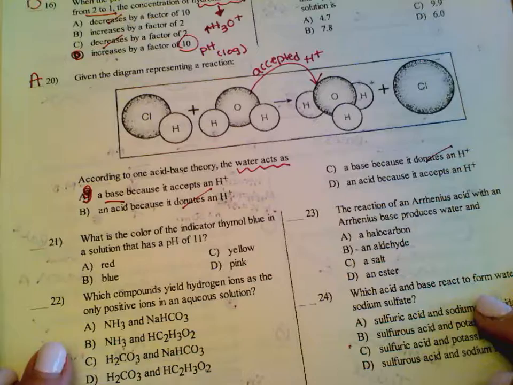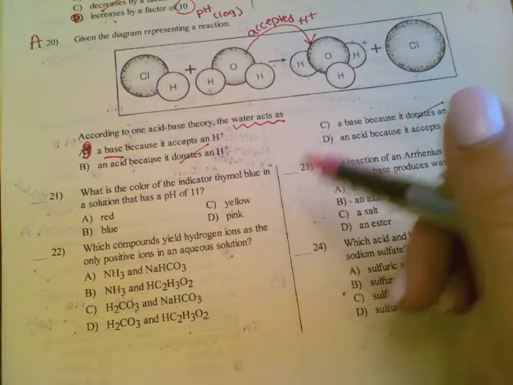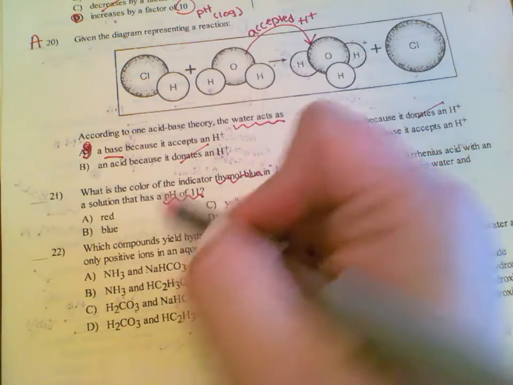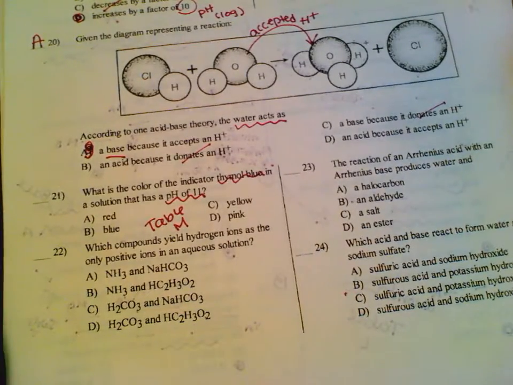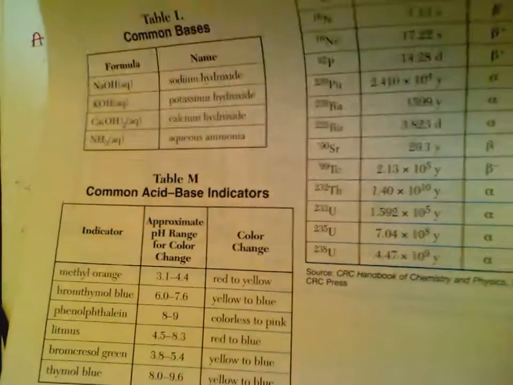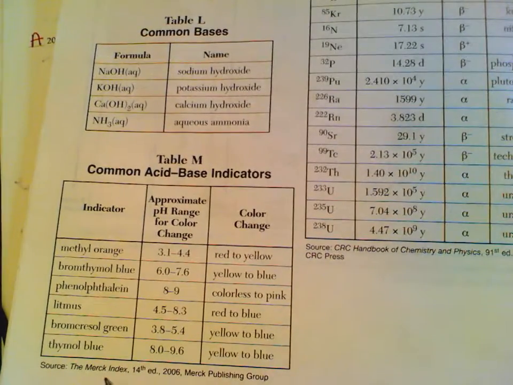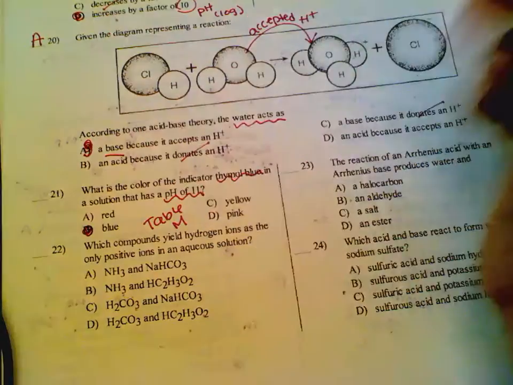Kind of went out of order. We're going to keep going for a second. 21. What is the color of the indicator thymol blue at a pH of 11? So I'm definitely going to go to my table M here. Let's see, I'm on table T right now. Okay, let's think. We were looking for thymol blue. pH 11 would be over here, so it's going to be the second color. It's going to be blue. So B.